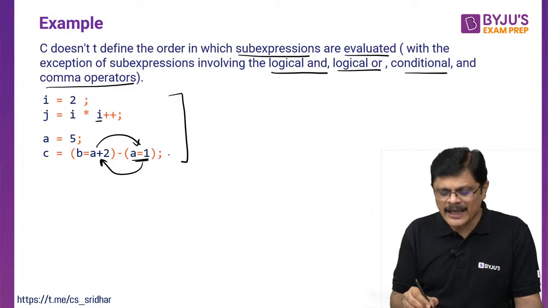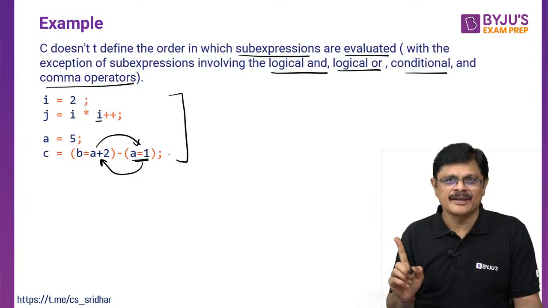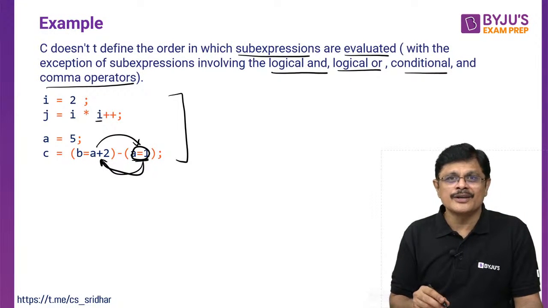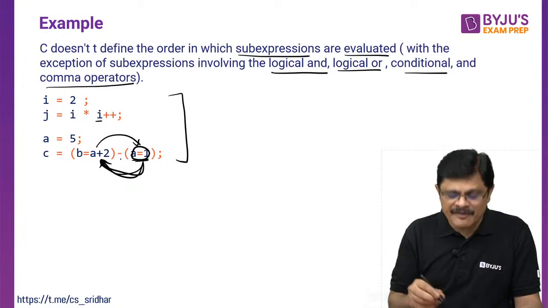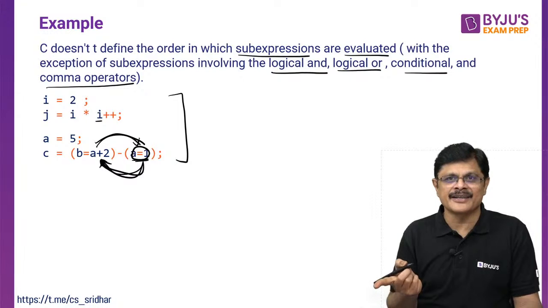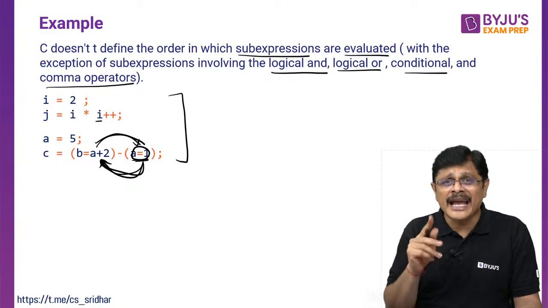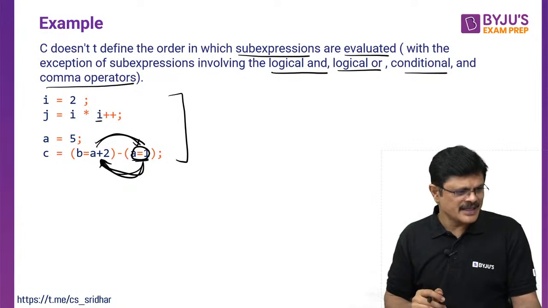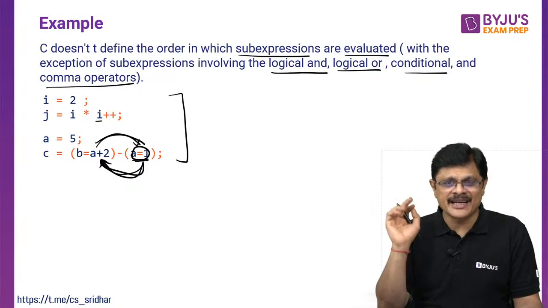So for this, what happens? C does not specify anything. Am I clear? See, the same variable is updated and that is used. So when this happens, the result is different. When that happens, the result is different. So you cannot expect the behavior properly, my dear friends. Please be careful. Is that clear?